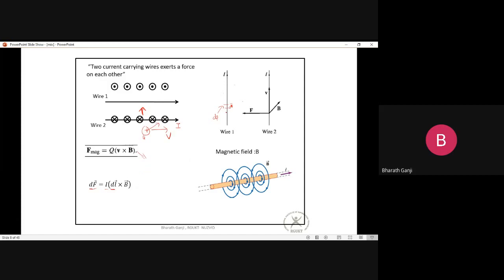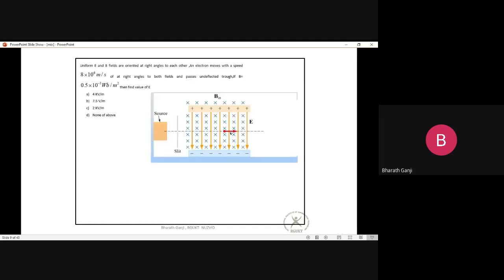If you want the force across the complete wire, you have to perform an integration, right? So you have to perform an integration. So you want the complete force, right? Anyways, this is something related to the force between the two wires. So here is another question, okay, which is also an easy one.